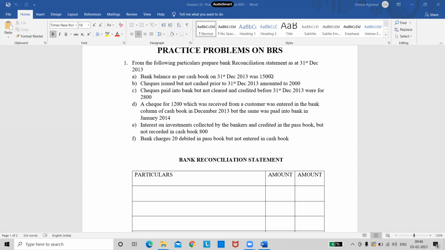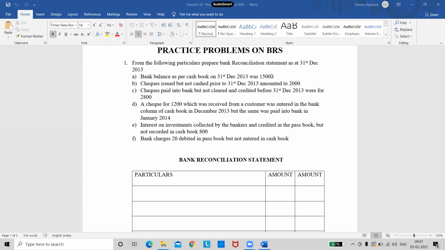Okay, so I will explain. Listen carefully. It says checks paid into bank but not cleared and credited. So when do we pay a check into bank? When we receive a check from someone, isn't it? So I have received a check from someone and I'm paying that check into the bank. If I'm paying the check into the bank, the cash book will record the entry first.